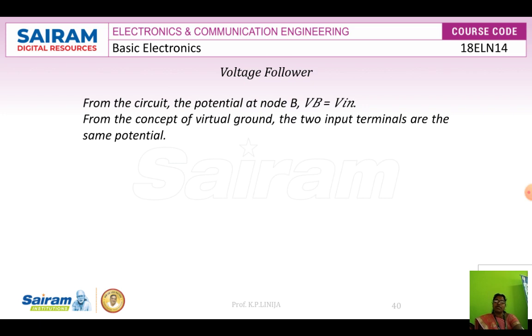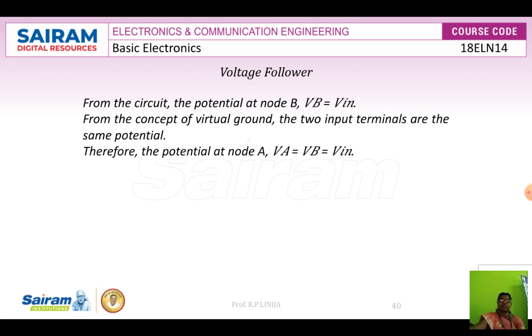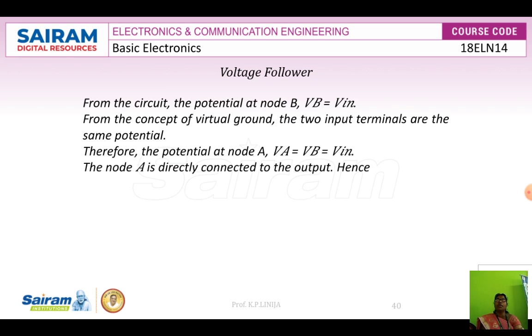The concept of virtual ground is what? The two input terminals are at the same potential. Therefore, VA is equal to VB is equal to Vin. Now, here the node A is directly connected to the output. Therefore, what about the output voltage? V naught is equal to VA. So the voltage potential at the node A is called the output, that is, V naught is equal to VA.